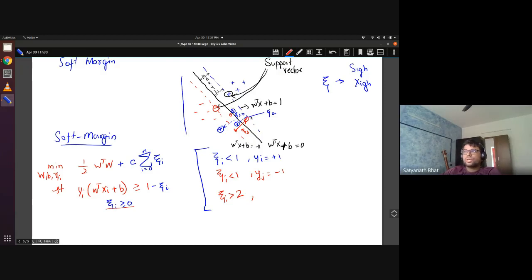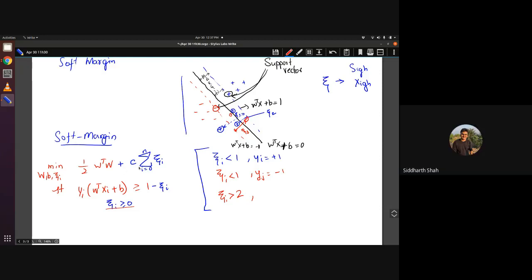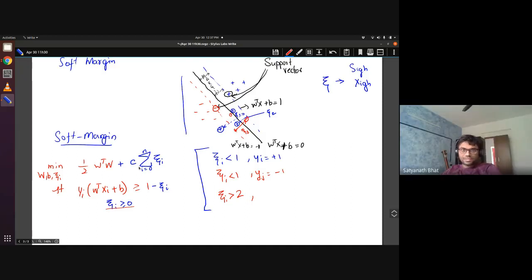So if C is 0, it will do the opposite. It will try to give as large a margin as possible, no matter whether the points are correctly classified or not. So that is the useful thing that you should do. How do you choose C, Siddharth? Sir, validation. Exactly, validation. Nothing else you can do. Okay, good. Any other questions?